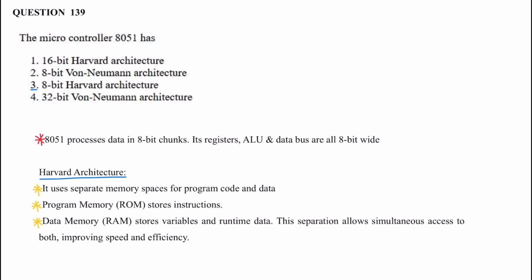Question number 139. The microcontroller 8051 has? So this 8051 processes data in 8-bit chunks. Its registers, ALU and data bus are all 8-bit wide, and it uses Harvard architecture. In Harvard architecture, it uses separate memory space for program code and data. Program memory stores instructions. Data memory stores variable and runtime data. Correct answer is option 3. Microcontroller 8051 has 8-bit Harvard architecture.